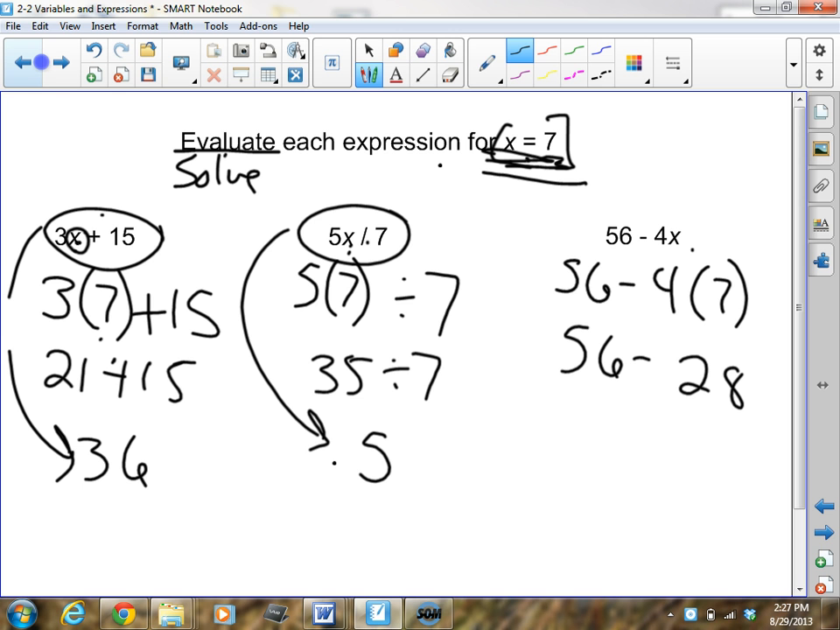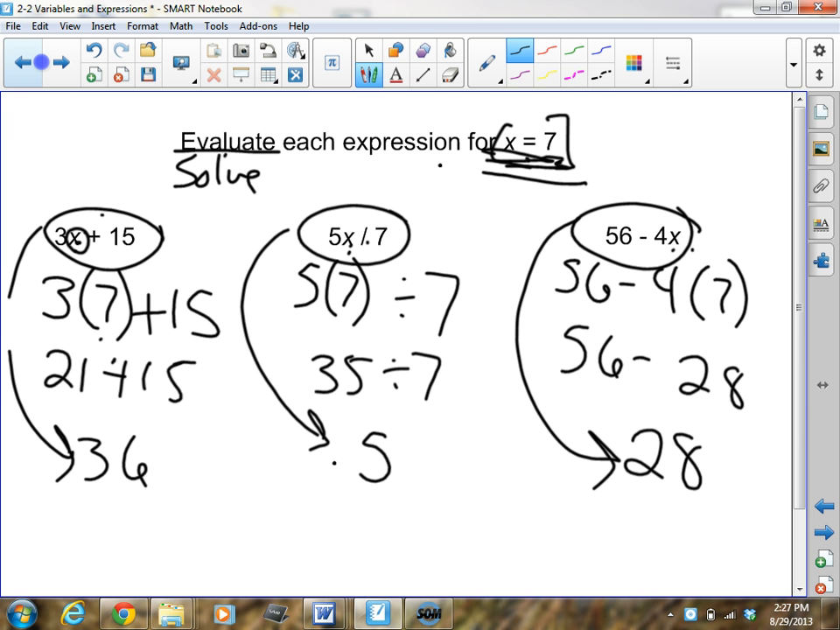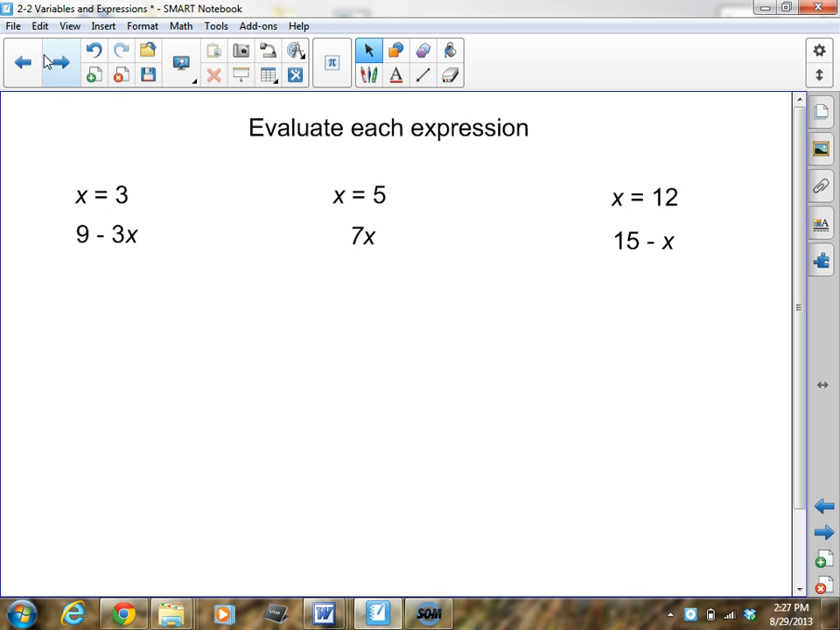56 minus 28. When I subtract 56 minus 28, I'm going to get 28. So when I put 7 in for x, my answer is 28. Now, the interesting thing about this, and we're going to do another one, is I can put any number I want for x. X is a variable. It stands for one or more numbers. It can stand for any number I want.